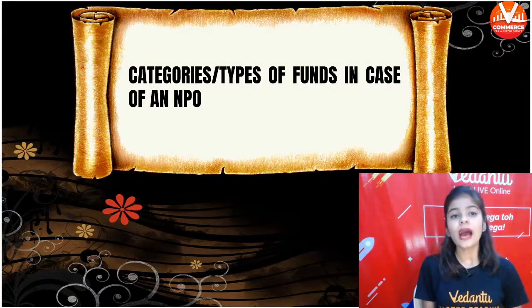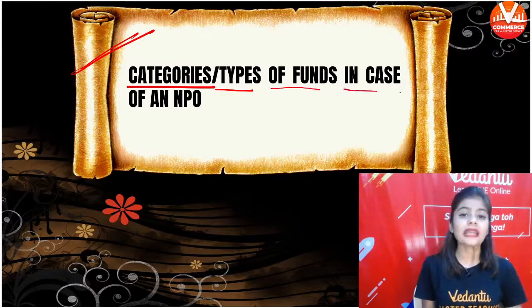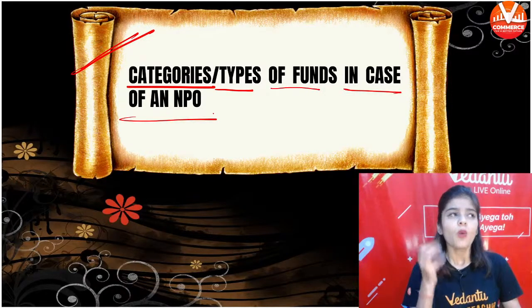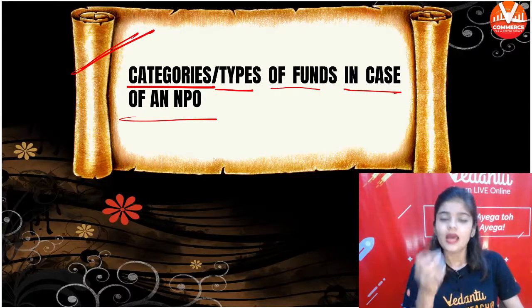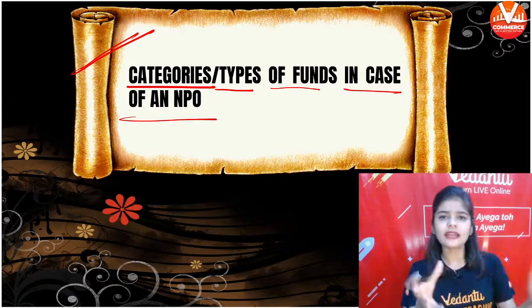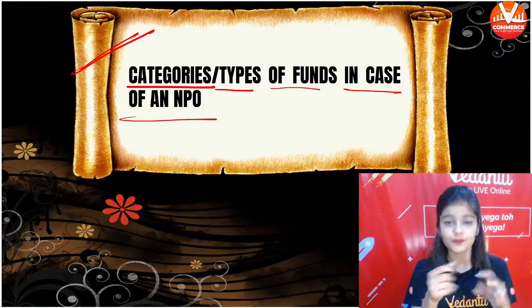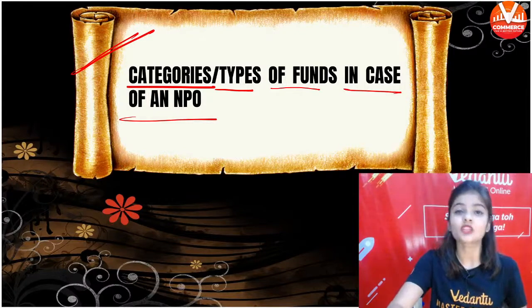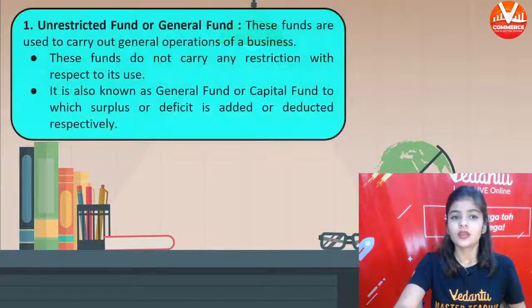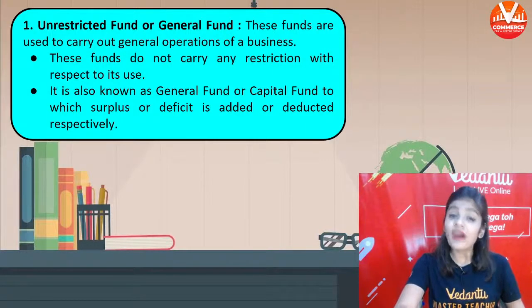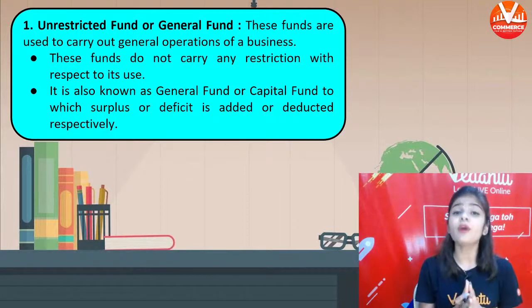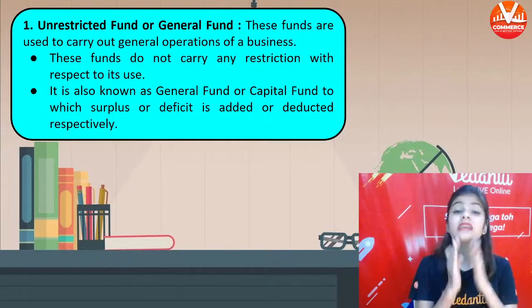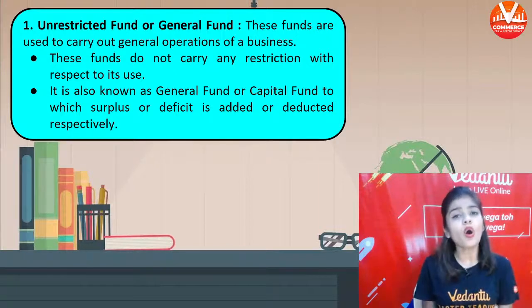Yes. So now your next topic is categories or types of fund in the case of NPO. What are the different types of fund in the case of NPO? अब आप फंड तो बहुत सारे टाइप्स के बना सकते हो in the NPO. So what are the different types of fund in case of NPO? So the first type of fund is unrestricted or general fund. The first type of fund that is created by NPO is unrestricted fund or general fund.